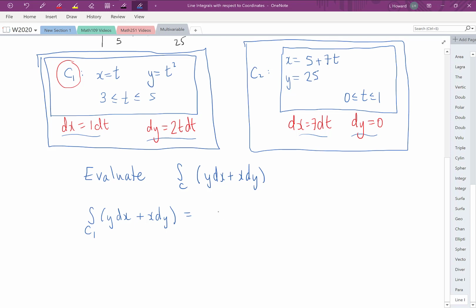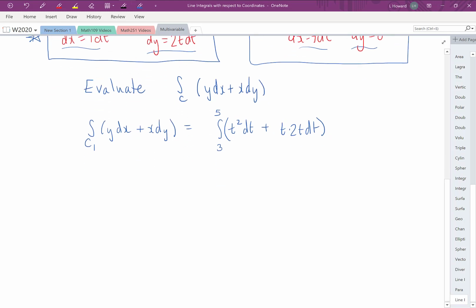All right, so integrating over C1. So that means we're looking at stuff inside this C1 box here, and let's just sub in for y dx plus x dy. So y is t squared, dx is dt, x is t, and dy is 2t dt. So if we just literally sub in, that's what we get. And then grab the values of your parameter from that box as well. t is going from 3 to 5.